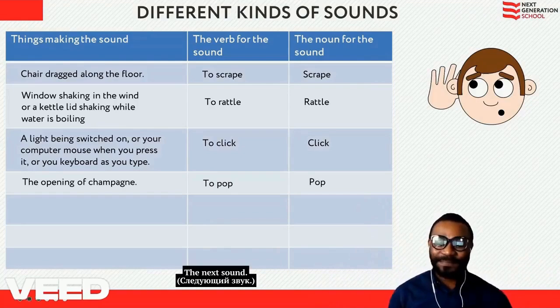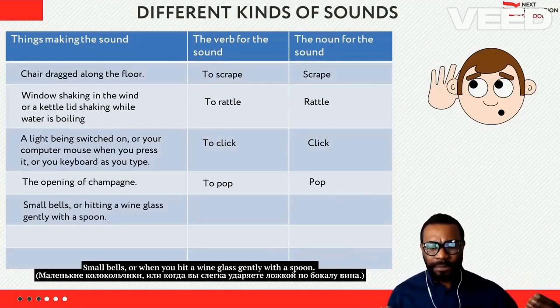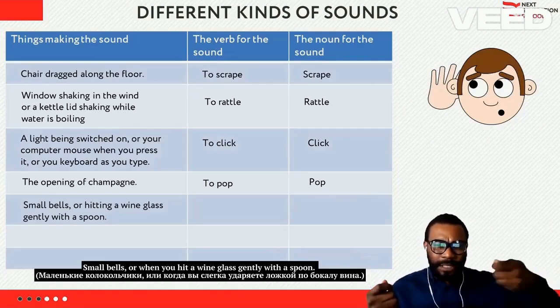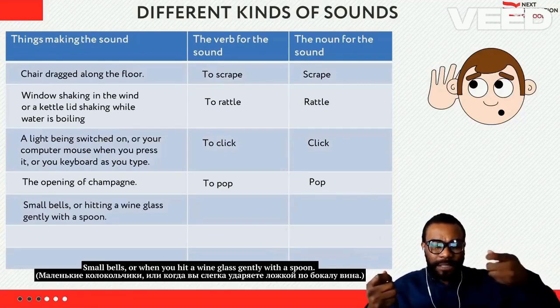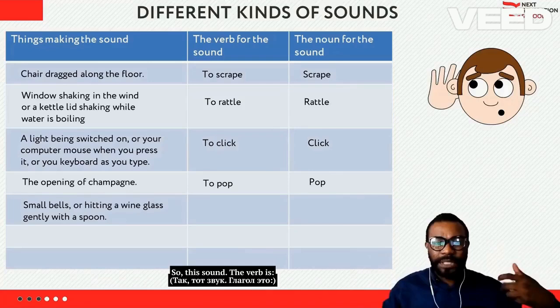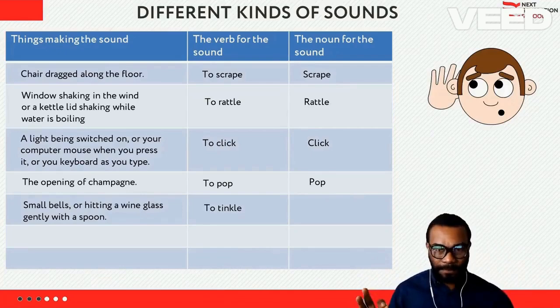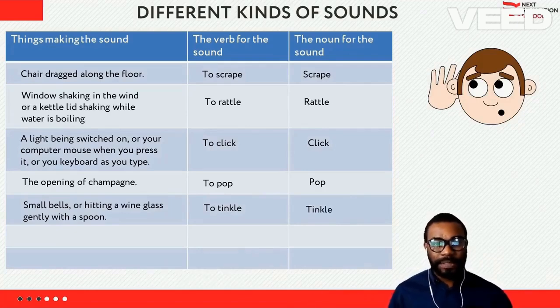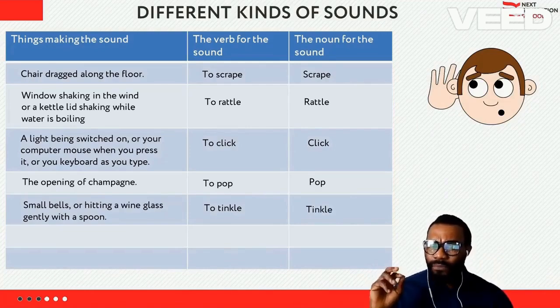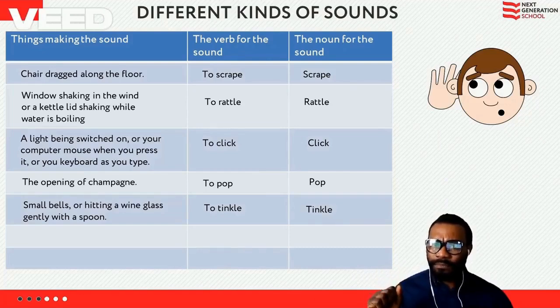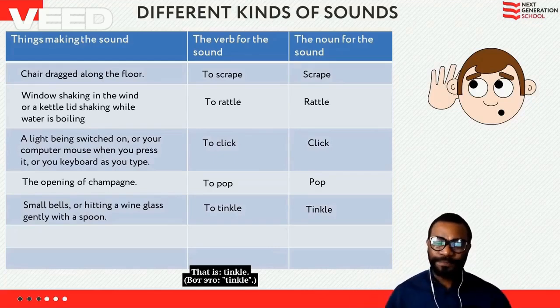The next sound, small bells, or when you hit a wine glass gently with a spoon. So this sound, the verb is to tinkle, and the noun is just tinkle. So let's listen to this sound. That is tinkle. Next one.